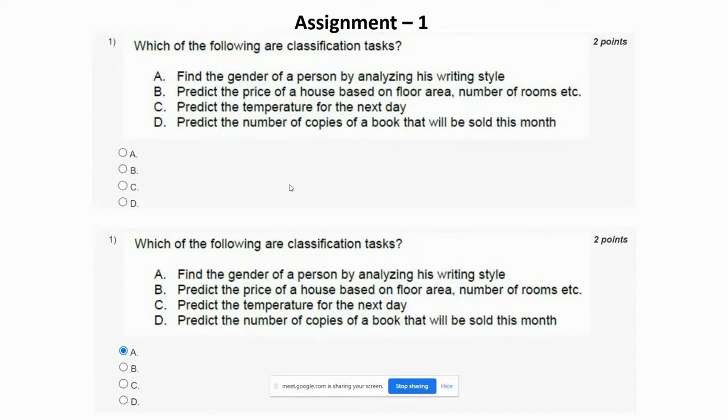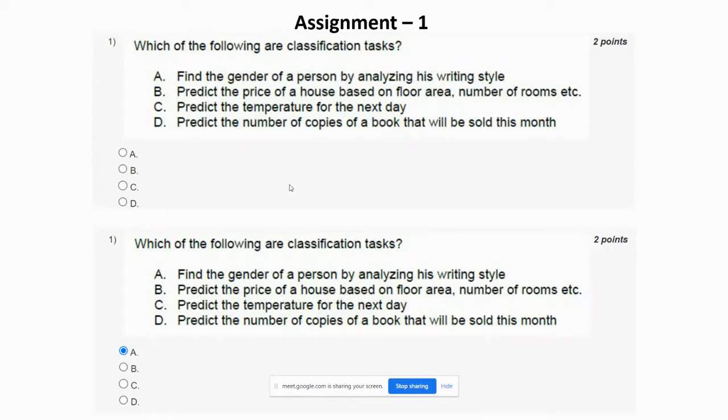What about C? See, regression. Why is it regression? Ma'am, temperature, predict the temperature. Yeah, it is again a continuous set of values. It is not a discrete category as such. It is a value which you can predict based on parameters, right? What about D? This is also regression. Exactly. D is also similar to B and C.